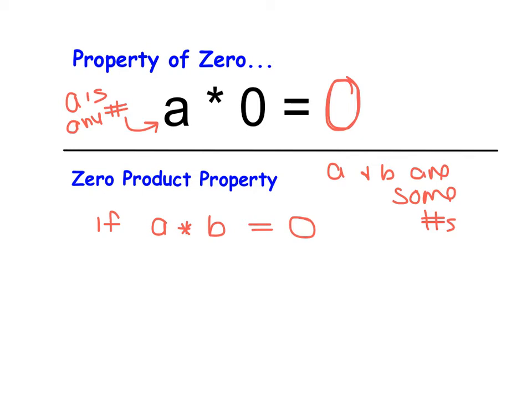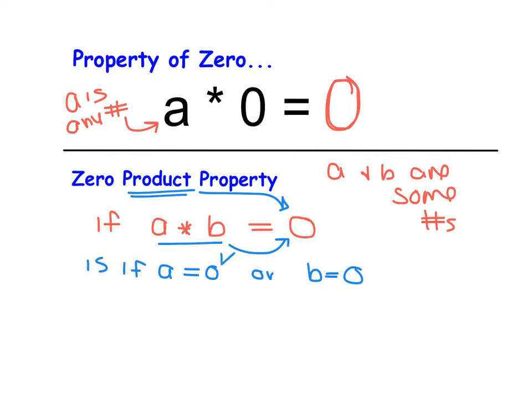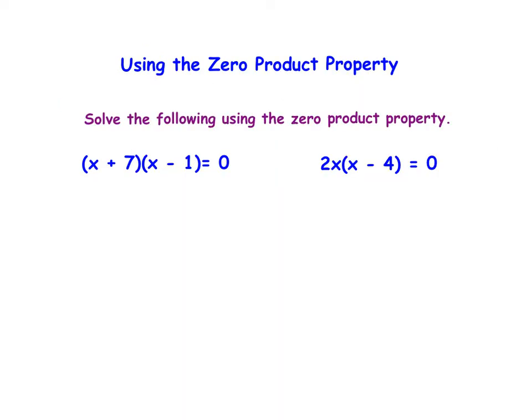If that's the case, the only way for a product to equal zero, the only way for that to happen is if a equals zero or b equals zero. So that's what the zero product property tells us. It says if two numbers are being multiplied together and they equal zero, then one or the other, or both, are equal to zero. And we're going to use that knowledge to our advantage to help us solve some new equations today.